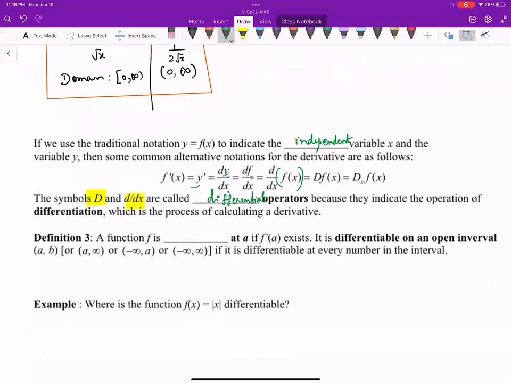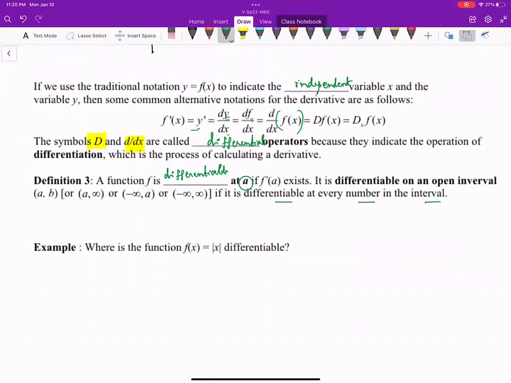Next definition: a function is differentiable at the point a if f prime of a exists there. It is differentiable on an open interval (a, b), or (a, infinity), or (negative infinity, a), or (negative infinity, infinity), if it is differentiable at every number of that interval.